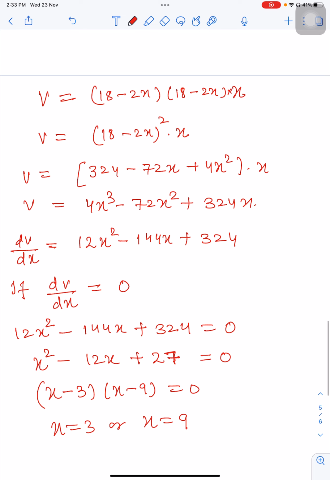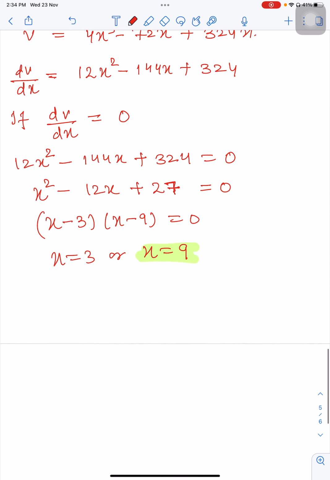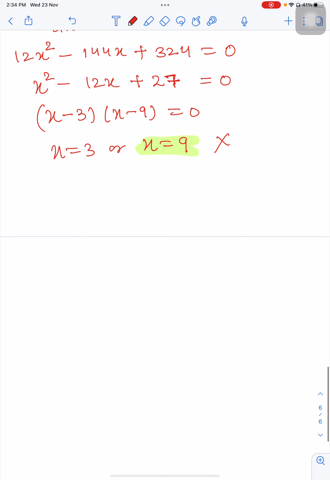Now x can't be 9. Can anybody tell me why x can't be 9? Because if x becomes 9, then what does 18 minus 2x become? 18 minus 2 times 9 gives us 0. Now you can't have a box having length 0, so x equals 9 is not possible. We'll discard this, although it is a stationary point.